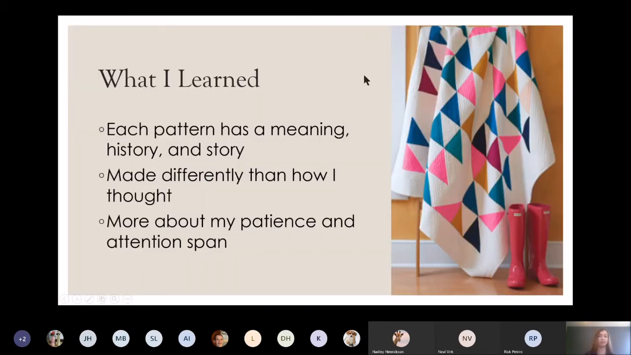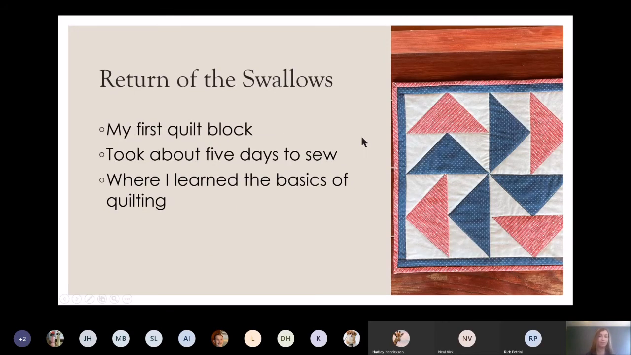So through my project, what I learned is that each tribe has a meaning, history, and story, and that they're made differently than how I thought. I also learned a lot about my patience and attention span. So the return to small is my first quilt block, and it took about 5 days to sew, and it was where I learned the basics of quilting, so it wasn't too hard, but it did take a little bit of time.